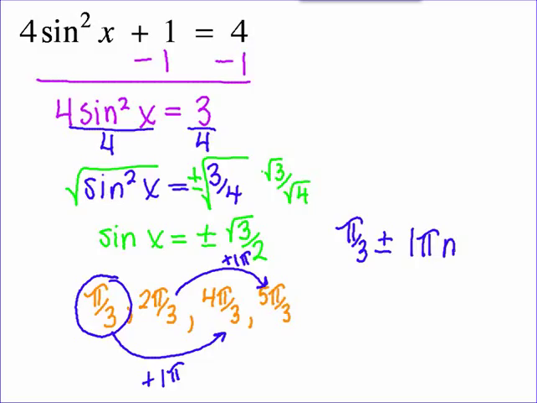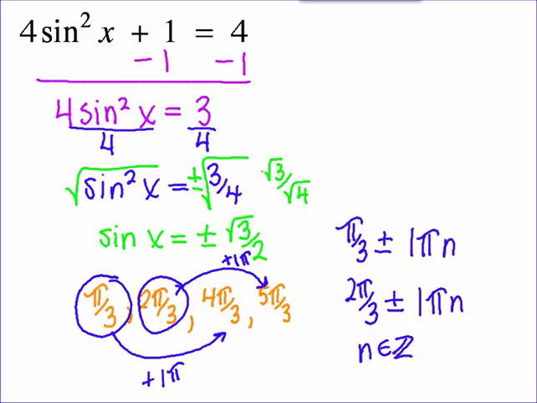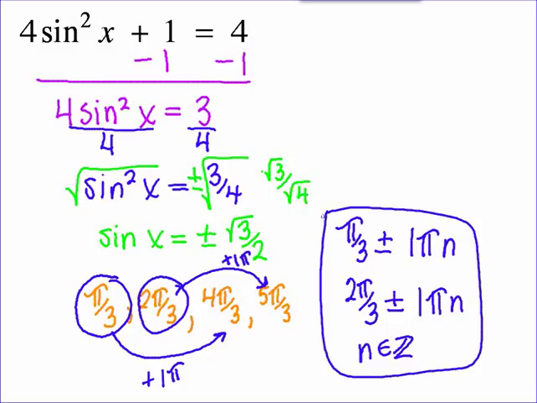Now my next one is going to have a starting point at 2 pi over 3. And what am I going to add to 2 pi over 3? 1 pi n again, and n is an element of the integers. So that's a case where you don't add the 2 pi. You can just add 1 pi. Questions?